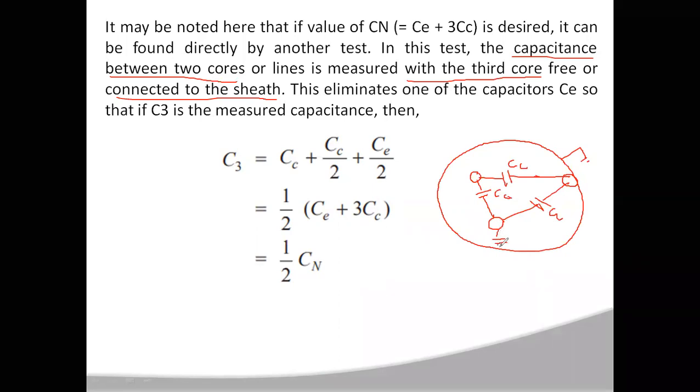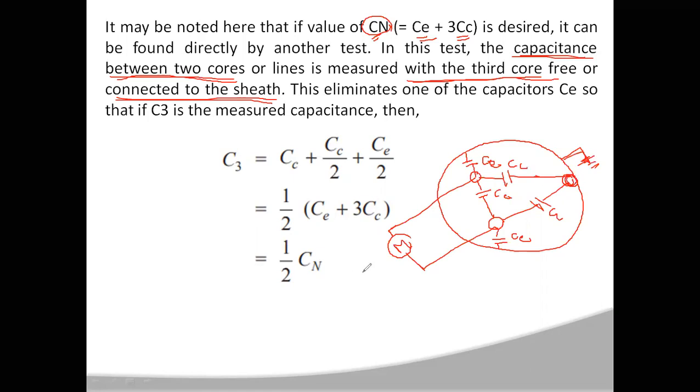And between here, core and earth, you will be having C. So this is the test. In this test, you can calculate the value of Cn directly. Instead of calculating Ce and Cc, you can calculate the Cn value directly by using one test. In this test, you have to measure the capacitance between two cores. That means you have to connect your measuring meter between these two cores, and you have to calculate the capacitance between those two cores with the third core connected to earth. So this third core will be connected to earth here.